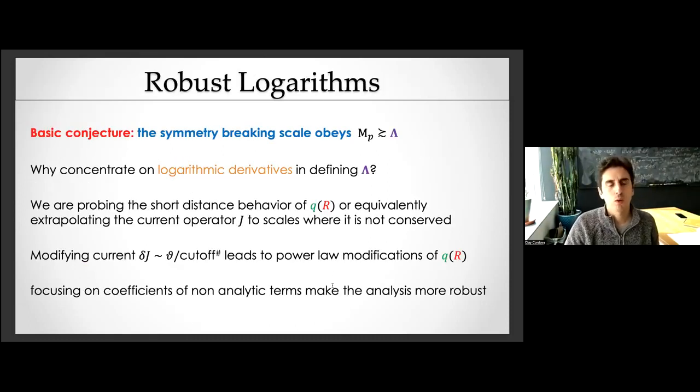Okay, so what's the basic conjecture? I said something about this stronger potential conjecture that symmetries are violated by the time we reach the Planck scale. And if we apply it to the one-form symmetry, it would say the following. The symmetry breaking scale lambda is less than or equal to m Planck. So we can't have a model where parametrically the symmetry is very good at m Planck.